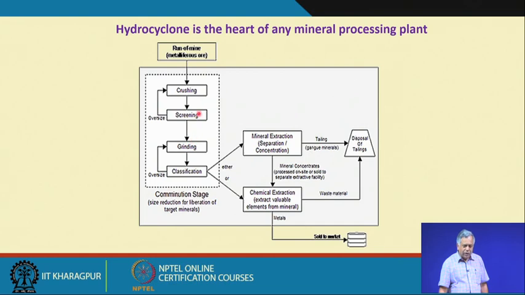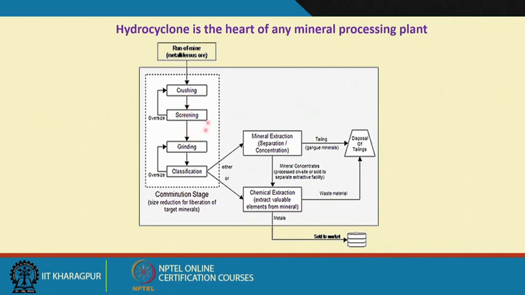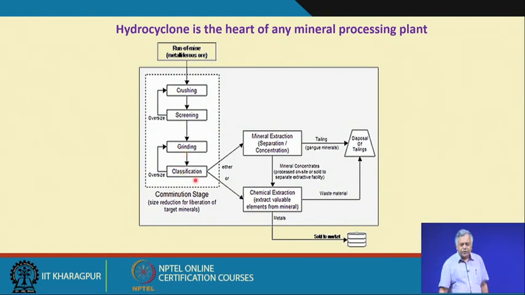Now, liberation size. You have seen under the microscope, when you are doing the liberation analysis, that the ore has to be ground below, say suppose, 50 micrometer. So, how do I ensure that this comminution circuit, crushing, screening and grinding, is sending only the particles below 50 micrometer for downstream processes? That is where you use the classifiers, and mostly hydrocyclones are used.